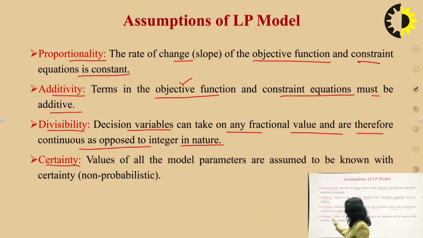Then certainty. Certainty means the values of all the model parameters are assumed to be known with certainty. Non-probabilistic means the constants or the numerical coefficients which we are using in the objective function or the constraints will be known in advance and will be certain in nature. So these are the assumptions of the LP model.